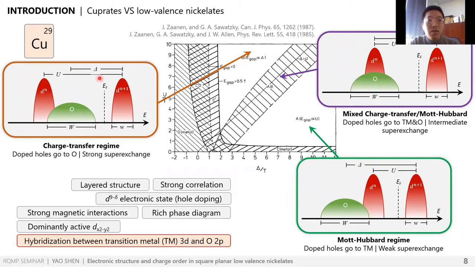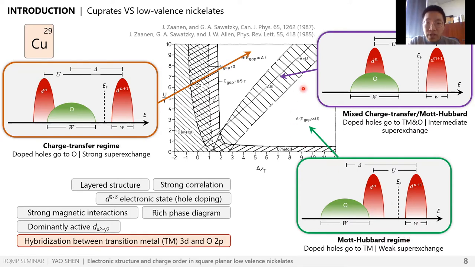So if delta is much smaller than U, the low energy physics is primarily determined by delta. Then you are in the charge transfer regime, where if you dope holes, they'll go to the oxygen sites, and you can expect very strong superexchange interactions. And if delta is much larger than U, then you are in the Mott-Hubbard regime. Of course, if you dope holes, they will go to the transition metal side, and the superexchange would be very weak in this regime.